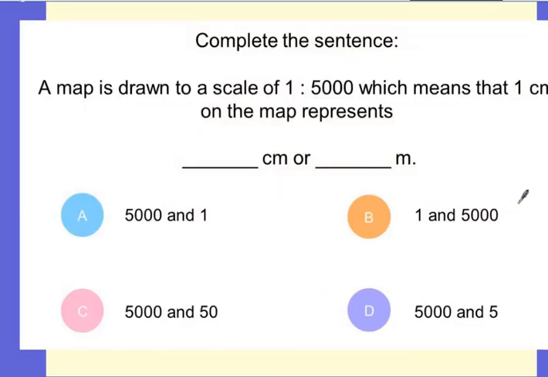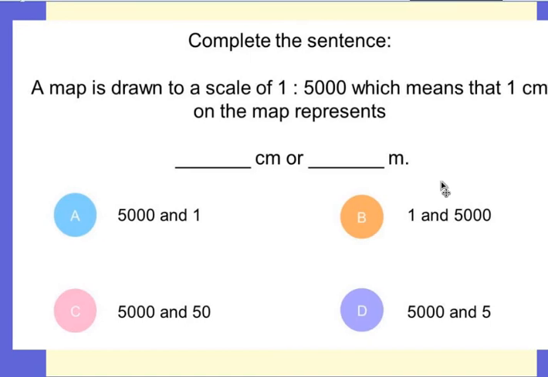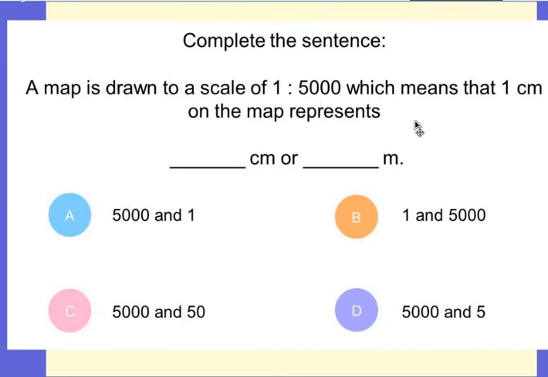Okay, Year 9, ABCD cards for me. If a map is drawn to a scale of 1 to 5,000, this means that 1 centimetre on the map represents how many centimetres or how many metres. Pause the video and in your light blue books, or if you've got ABCD cards, even better, is it A, is it B, is it C, or is it D?